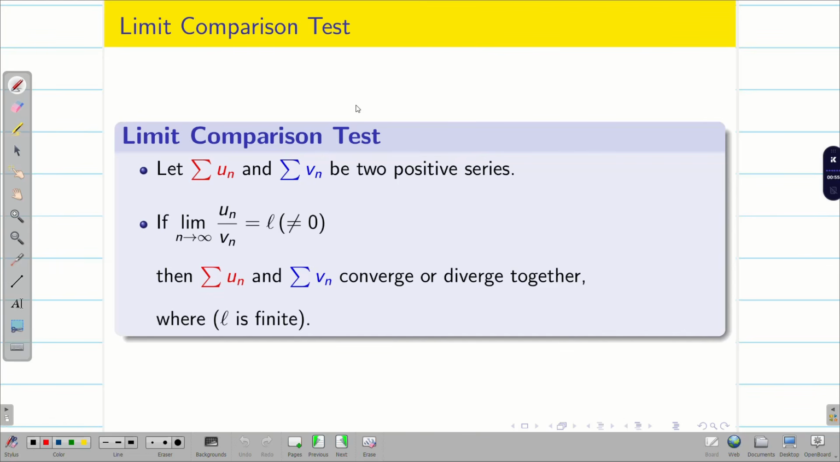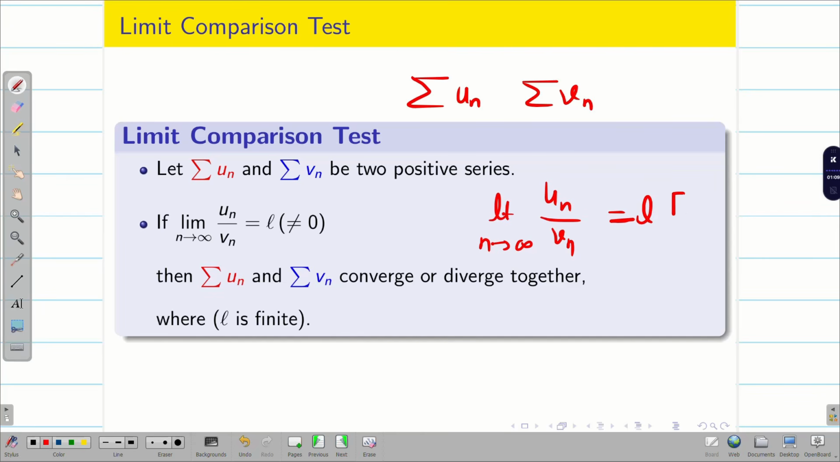What is limit comparison test? If you take a positive term series Un and Vn, if you find Un by Vn, limit n tends to infinity, you will get some finite value L. Very important, it should not be equal to 0. If it is not equal to 0, then if Vn converges, then Un also converges. If Vn diverges, then Un also diverges. So simply we say Un and Vn converge or diverge together.